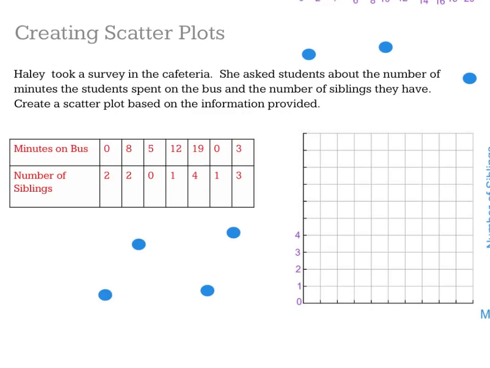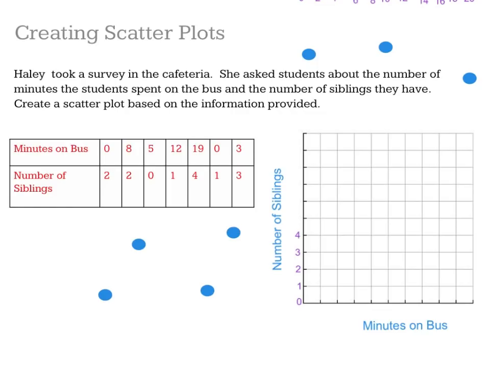So the first thing that we talk about is the minutes of bus, and the next thing we talk about is the number of siblings, and she's put that in a nice little chart for us. We're going to take that chart, we're going to put it on a scatter plot. So the first thing we're going to need to do is label our sides. So we're going to label minutes on the bus across our x-axis because that's the first thing that we were given. And we're going to label the number of siblings on the y-axis because that was the second thing that we were given. Then we're going to write in numbers that make sense.